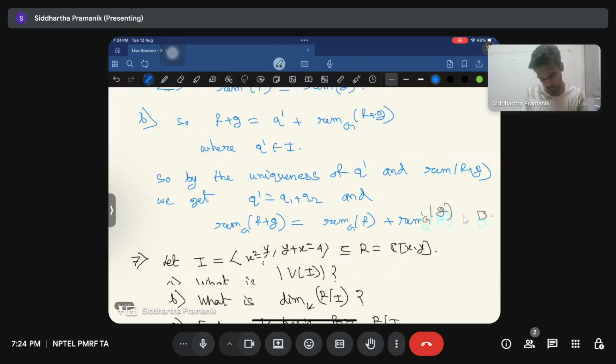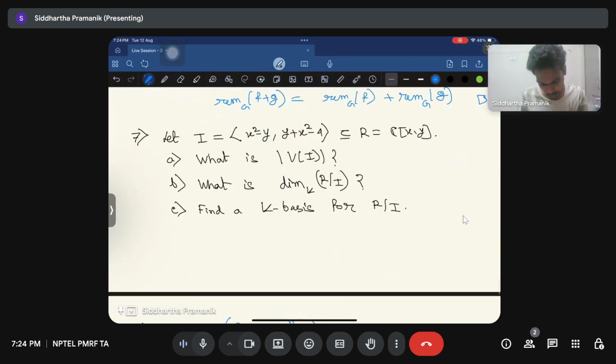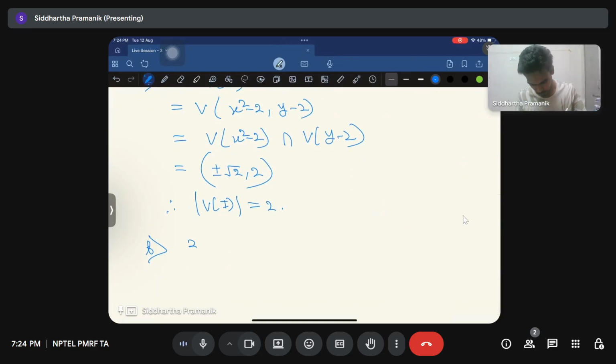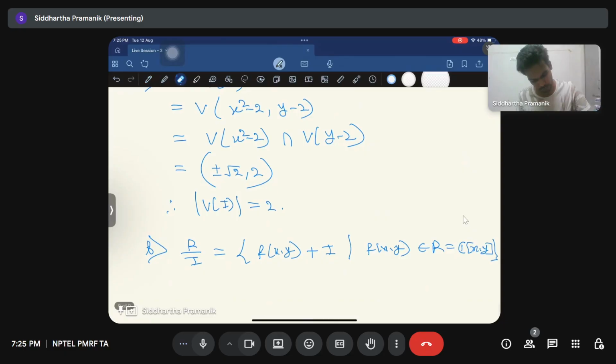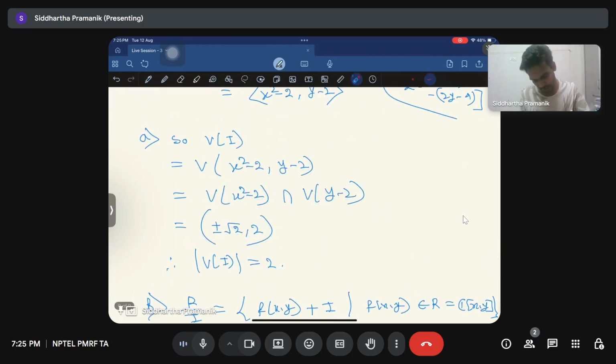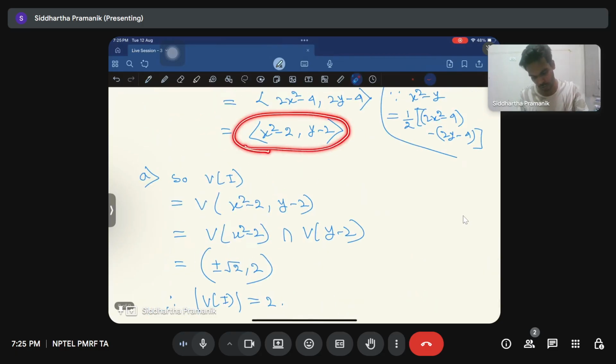So what is the question? What is the dimension of this R mod I? So what is R mod I first of all? This basically looks like some polynomial f(x,y) in two variables plus I, where this f(x,y) belongs to R, which is C[x,y]. Now note that our ideal is generated by x square minus 2 and y equals 2.